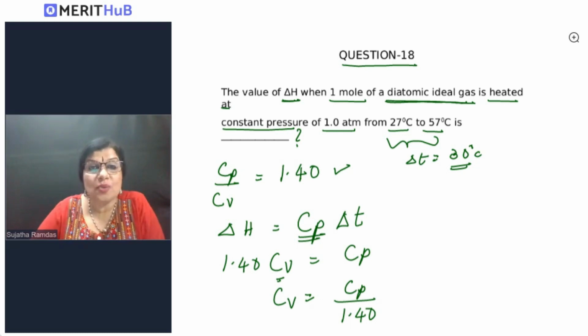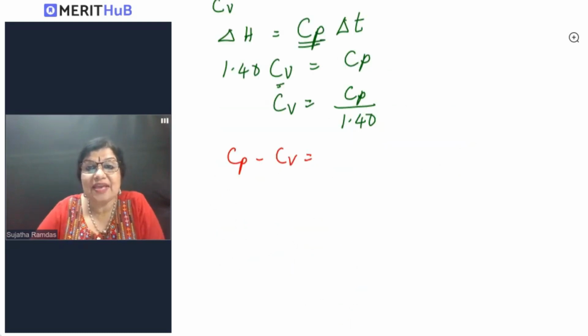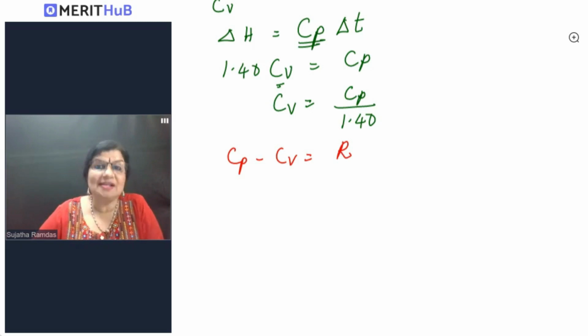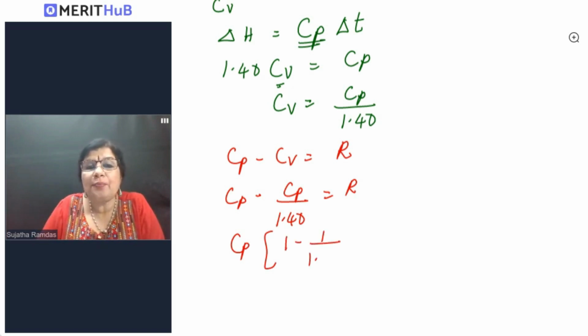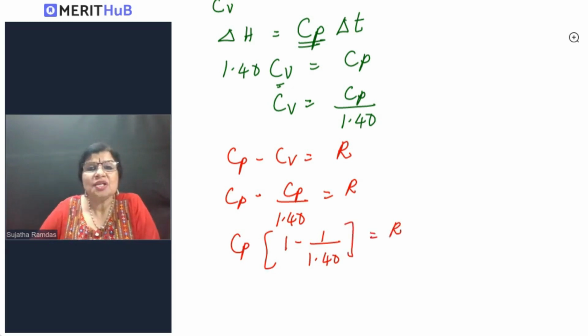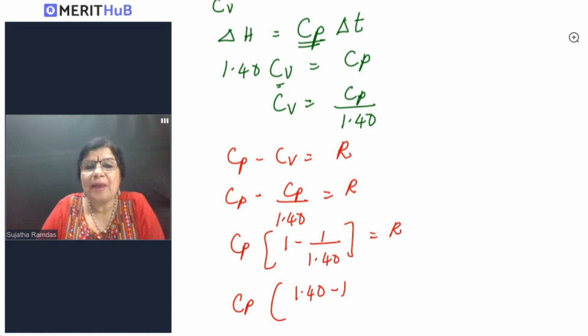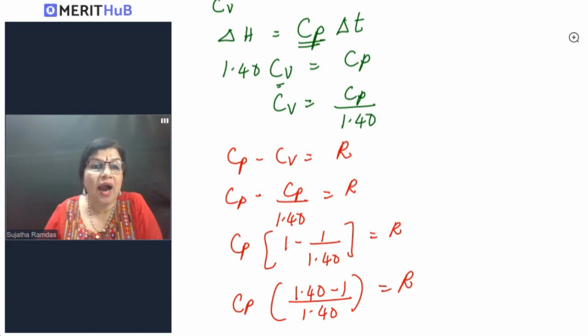Now, what is the other important equation? The other important equation is Cp minus Cv is equal to R, the universal gas constant. So Cp minus, let's substitute the value of Cv that we got there. Cp by 1.40 is equal to R. So Cp is a common factor. 1 minus 1 by 1.40 is equal to R. Right? So here we get Cp into, let's expand this, 1.40 minus 1 divided by 1.40 is equal to R, right?